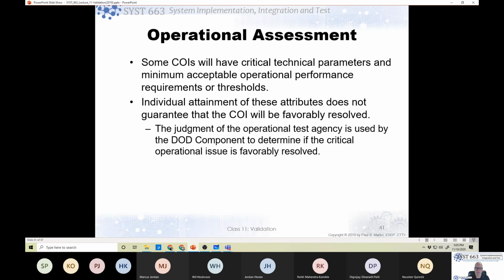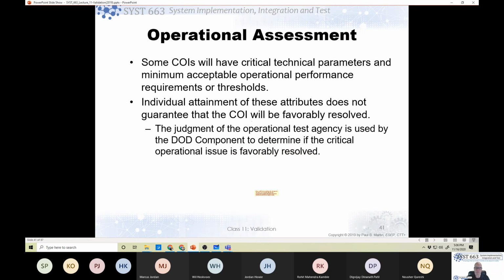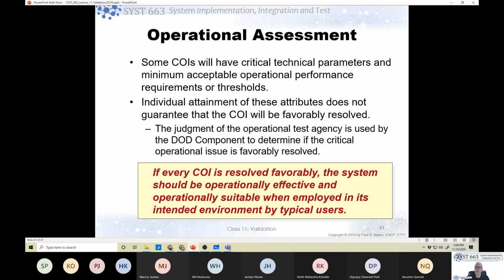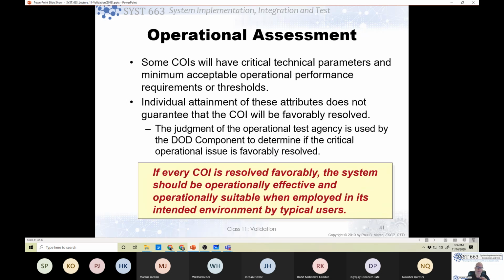There are other suitability components we'll talk about, and I actually want you guys to think about how you would bring suitability into the function that you're responsible for. All right, so operational assessment, normally they look at both, not only how well it operates from an actual effectiveness, but also from a suitability standpoint. And normally they have a pretty long list of these critical operational issues, and they have to be satisfied in order for the system to be approved.